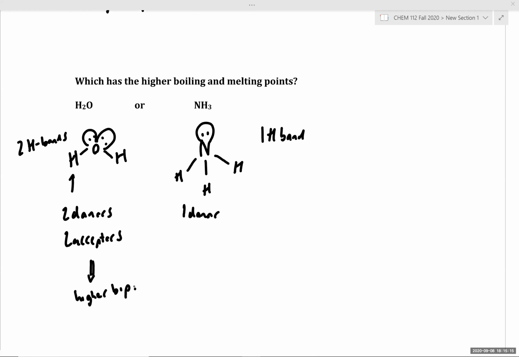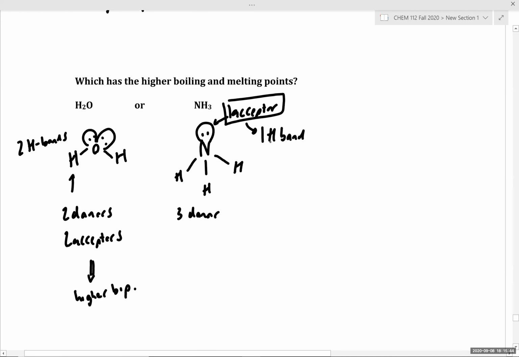So yes, this lone pair does count as an acceptor. Whoops. So we have 1 acceptor and we have 3 donors. And because we have 1 acceptor, we can only form 1 hydrogen bond. Fewer hydrogen bonds, weaker hydrogen bonding interactions, lower boiling point for ammonia compared to water.